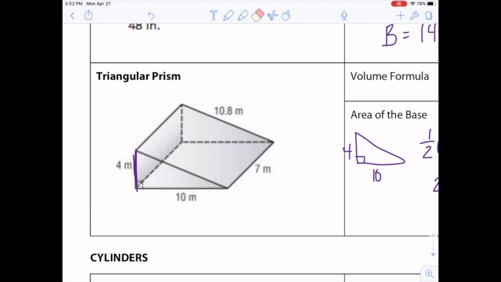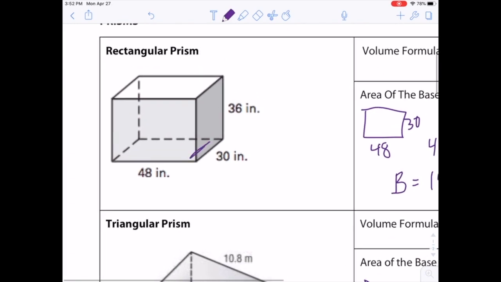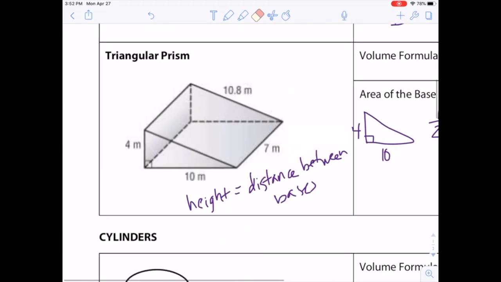But there's 2 ways to find the height. I personally like to think of it as the distance between the bases. So I'm going to write that down. Which works for this one, because if our bases are this one and then the parallel one here, the distance is 36. All right, but here, the distance between the 2 triangles is this 7. So our 7 is the height.